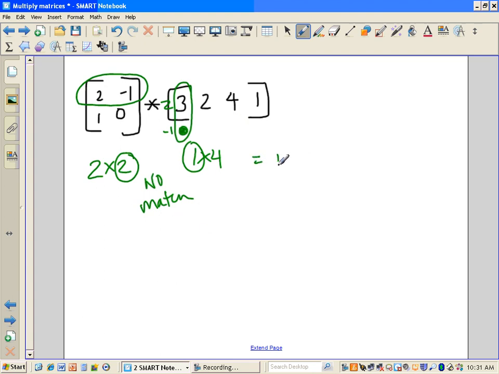So there's no match. So you would say not possible to multiply these, and leave it at that. It's just not possible to multiply them. Let's look at one more example together.